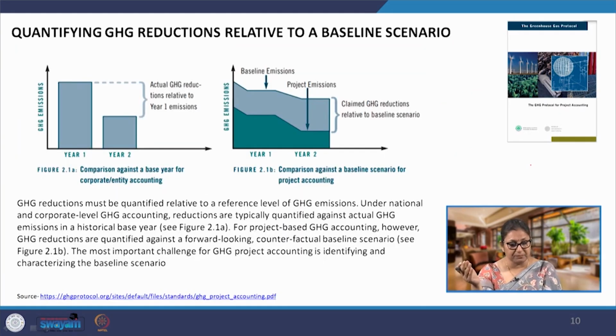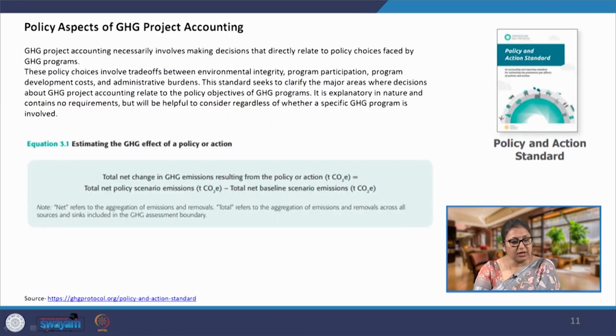So, these are the key GHG project accounting concepts which we will use when we are accounting for any project or activity. And when we say GHG accounting and reporting, very simply, we are calculating the GHG emissions for the base year, whatever that year is, and we will calculate the GHG emissions for the current reporting year, and the difference between the two is the GHG emission reduction that we are talking about.